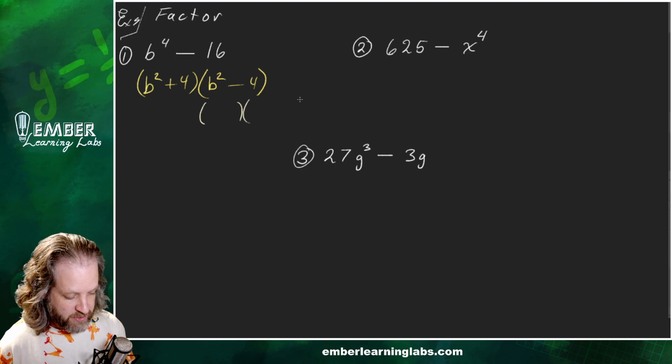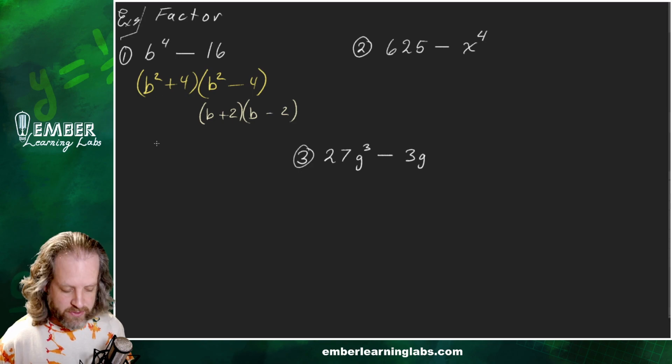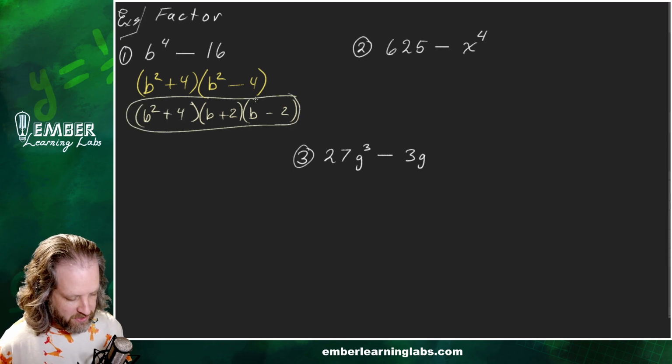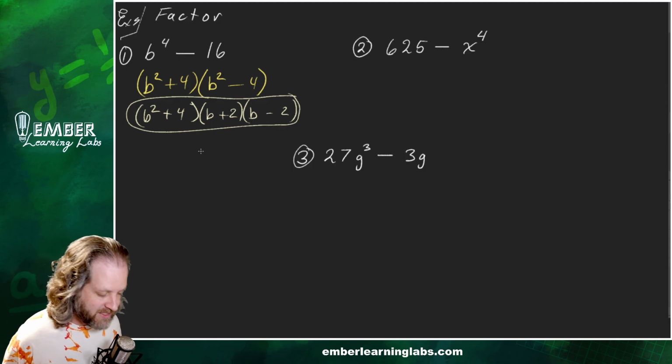So again, two sets of parentheses, square root of the first. So 2 divided by 2 is 1. So b to the first. Square root of 4 is 2. Plus, minus. What do we do with this one? Just bring it down. So b squared plus 4 times b plus 2 times b minus 2. Easy peasy, right? Let's take a look at this one.